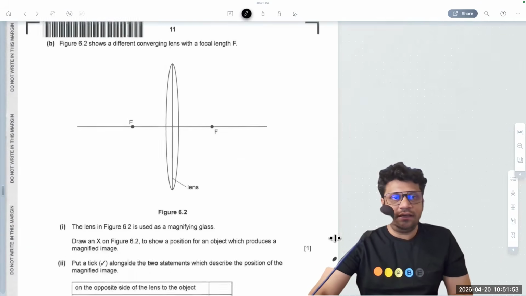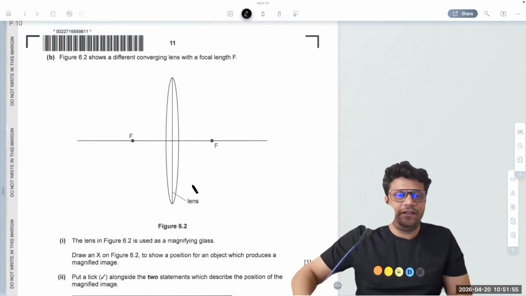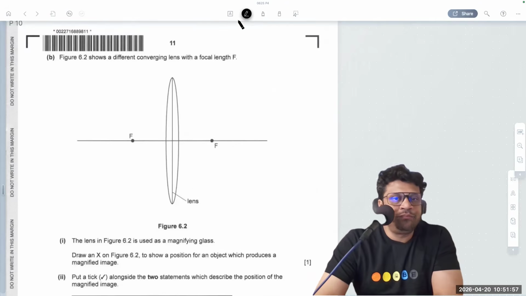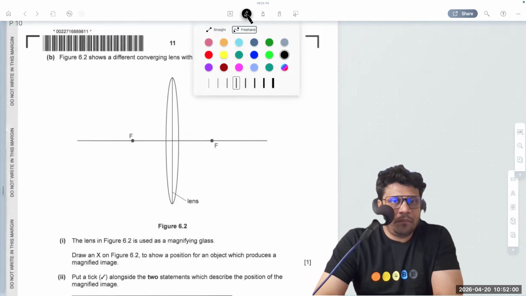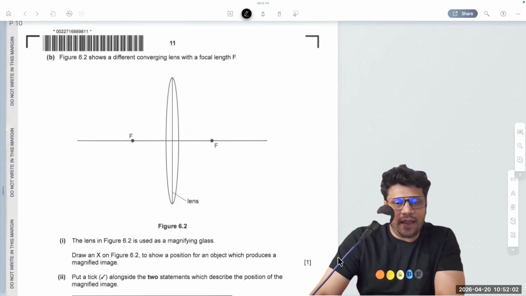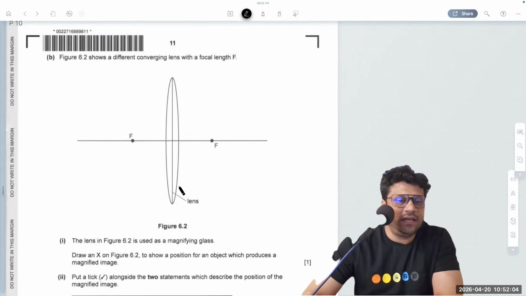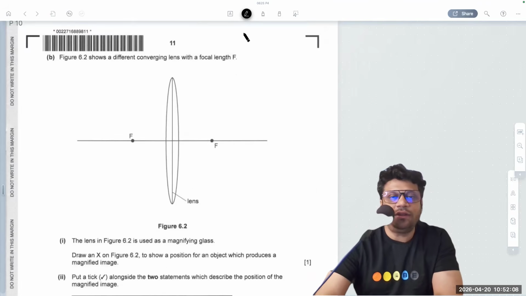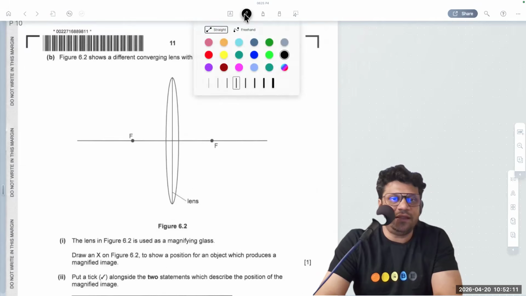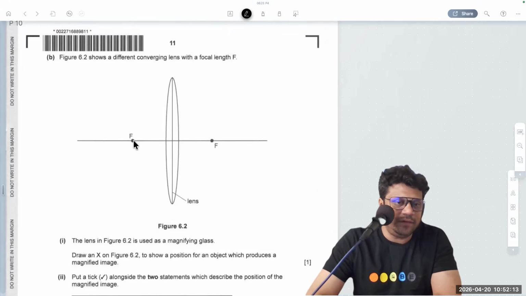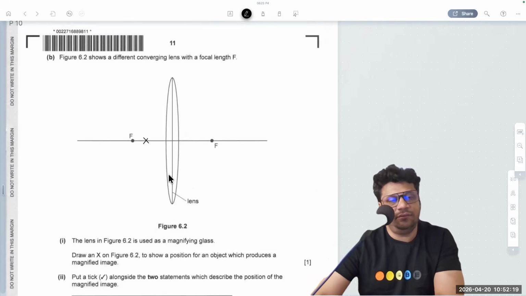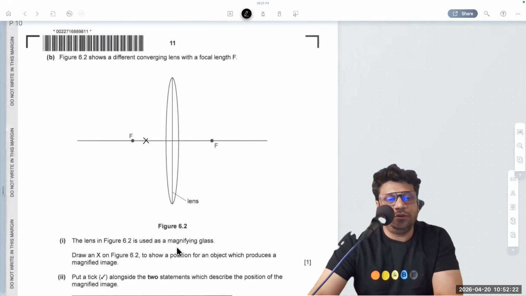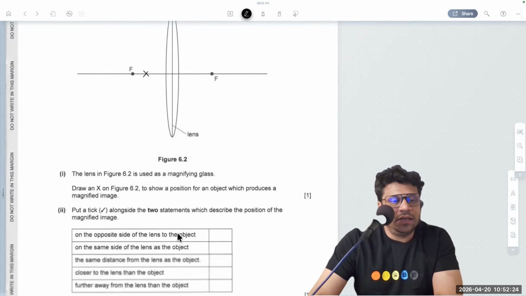Figure shows a different converging lens with a focal length f. Draw an X on the figure to show the position for an object which produces a magnified image. Well, you know that a magnified image is produced when the object is between the lens and the focal point there. So you can keep it somewhere here. That is where the object should be for it to form a magnified image.